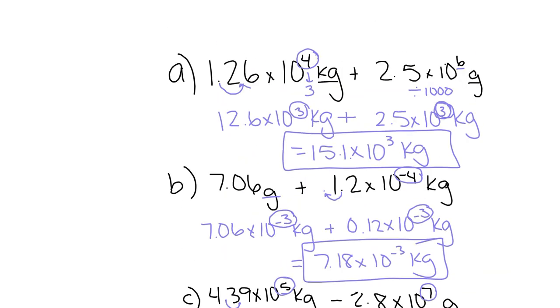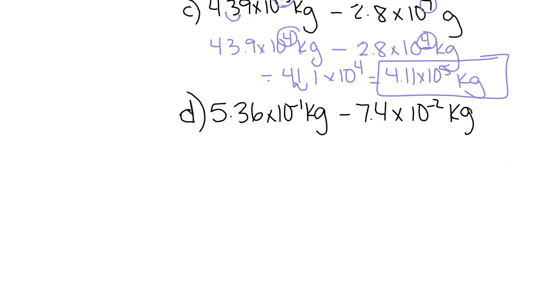Let's fix number A, I forgot. So we left it as a 15.1, but in scientific notation, right, we need to have a single digit and then the decimal. So we're going to move it 1 to the left, which is going to be 1.51 times 10 to the 4th kilograms.